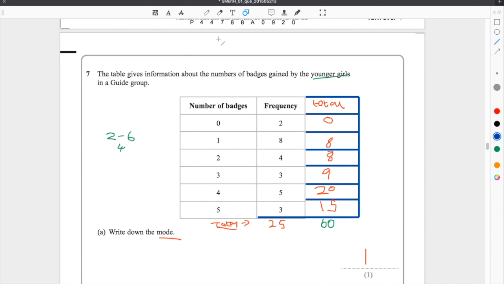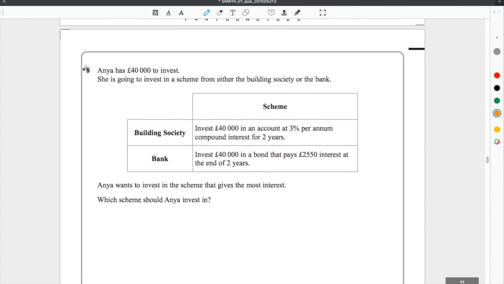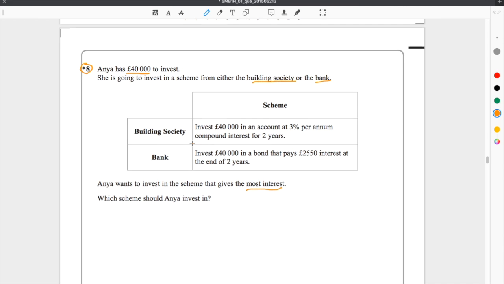Okay guys, so let's move on to question 8. Right, so straight away this is a quality of written communication question, which is shown by the star there in the corner. Anya invests £40,000. She's going to invest in a scheme from either the building society or the bank. So there's the information for the building society and the bank. She wants to invest in a scheme that gives the most interest. What scheme should she invest in?